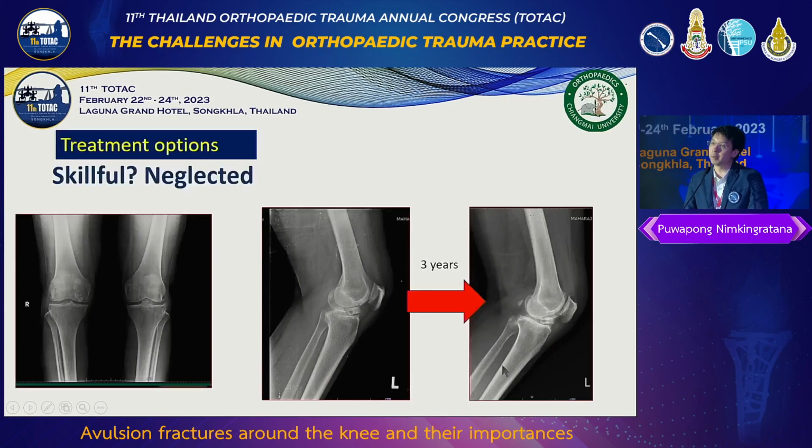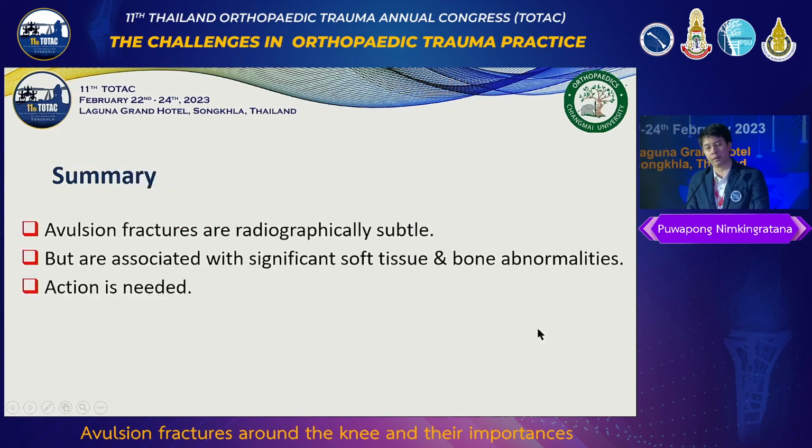And somehow, in some cases, you might not be able to operate. For example, in this case, a 78-year-old woman suffered from warfarin overdose. So we decided we don't want to go for surgery. So we did a skillful neglect, like this. We see an avulsion of the ACL, and after 3 years it is still over there, but we start to see some arthritis. So you have to keep in mind one thing: an avulsion fracture is radiographically stable. However, we have to deal with it.